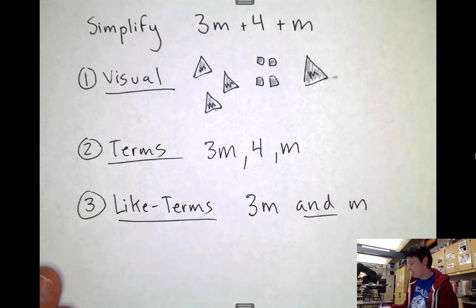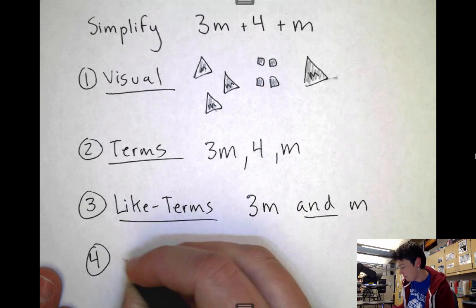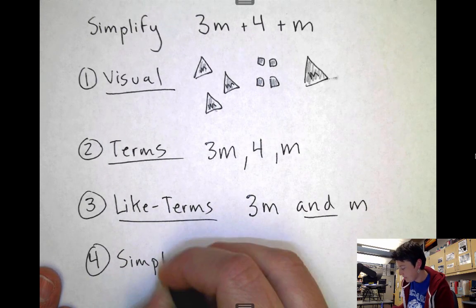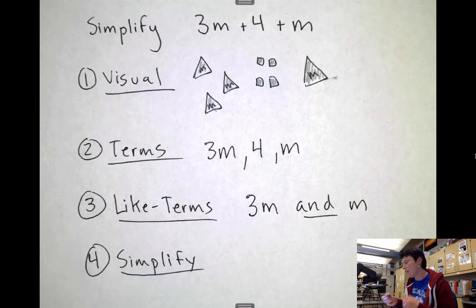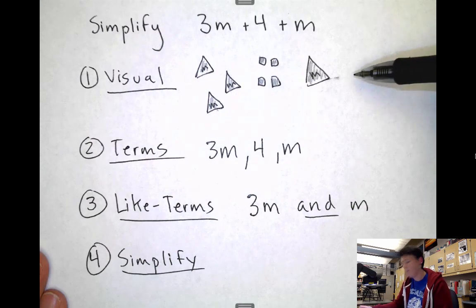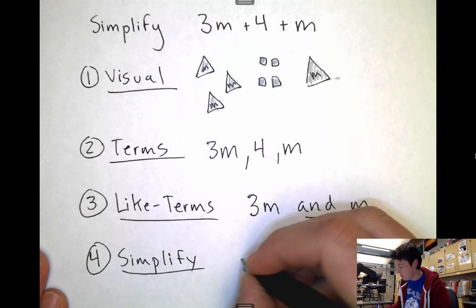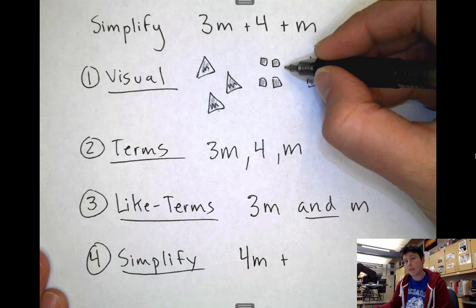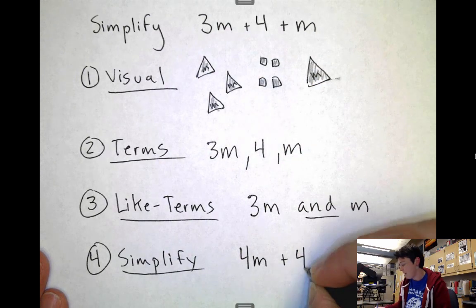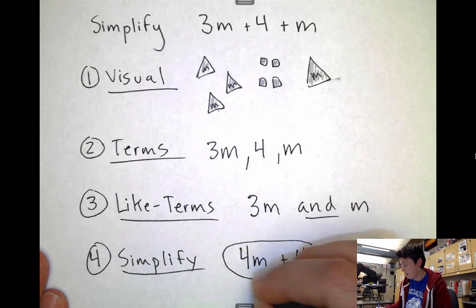So let's simplify this thing and get an answer. Number 4, simplify. To simplify, I'm going to put all the m's together. How many m's are there all together? There's 4. There are 4 m's. So there are 4 m's plus there are 4 units up here. So 4 m's plus 4. And that is my simplified answer.